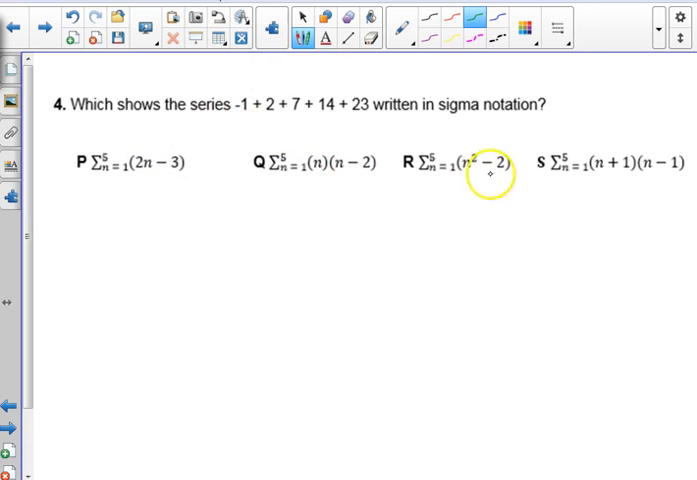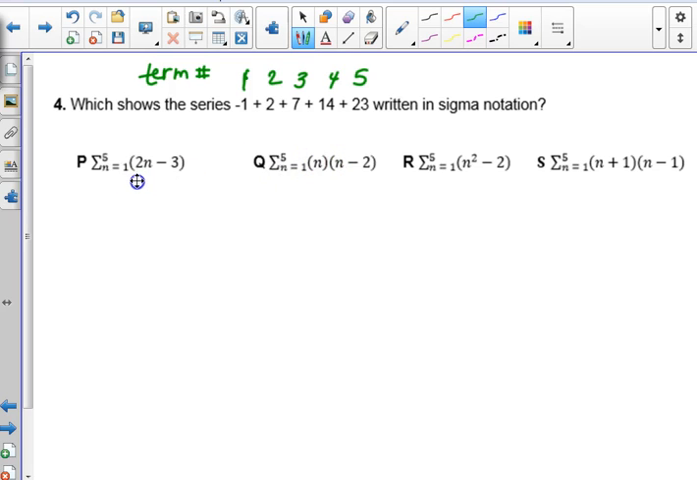These are explicit formulas. What does that mean? It means n stands for the term number. So what should I put in to get out a -1? When I put in a 2, I should get out a 2. When I put in a 3, I should get out a 7, then 14, and a 23. So when you put in the term number, which one of these formulas is going to generate this sequence? Do you understand what it's asking now?